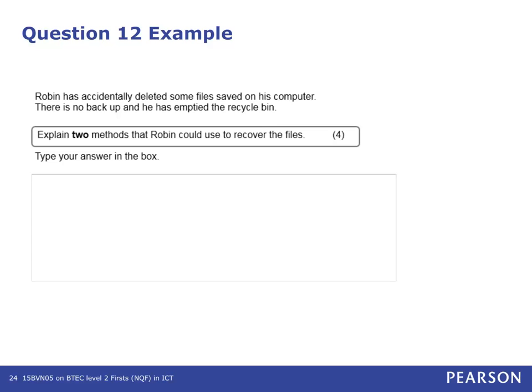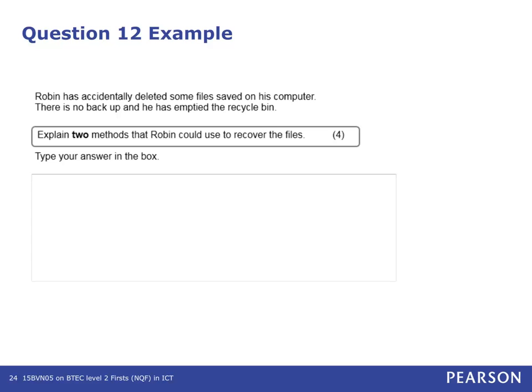Targeted Specification Area, Learning Aim C1, Possible Threats to Data. Lead examiner's comments. 4 marks were available for this question. 2 methods needed to be explained to gain full marks. Each method could be awarded 2 marks, 1 for the method, the second for the expansion of that method. This question was generally not well answered.